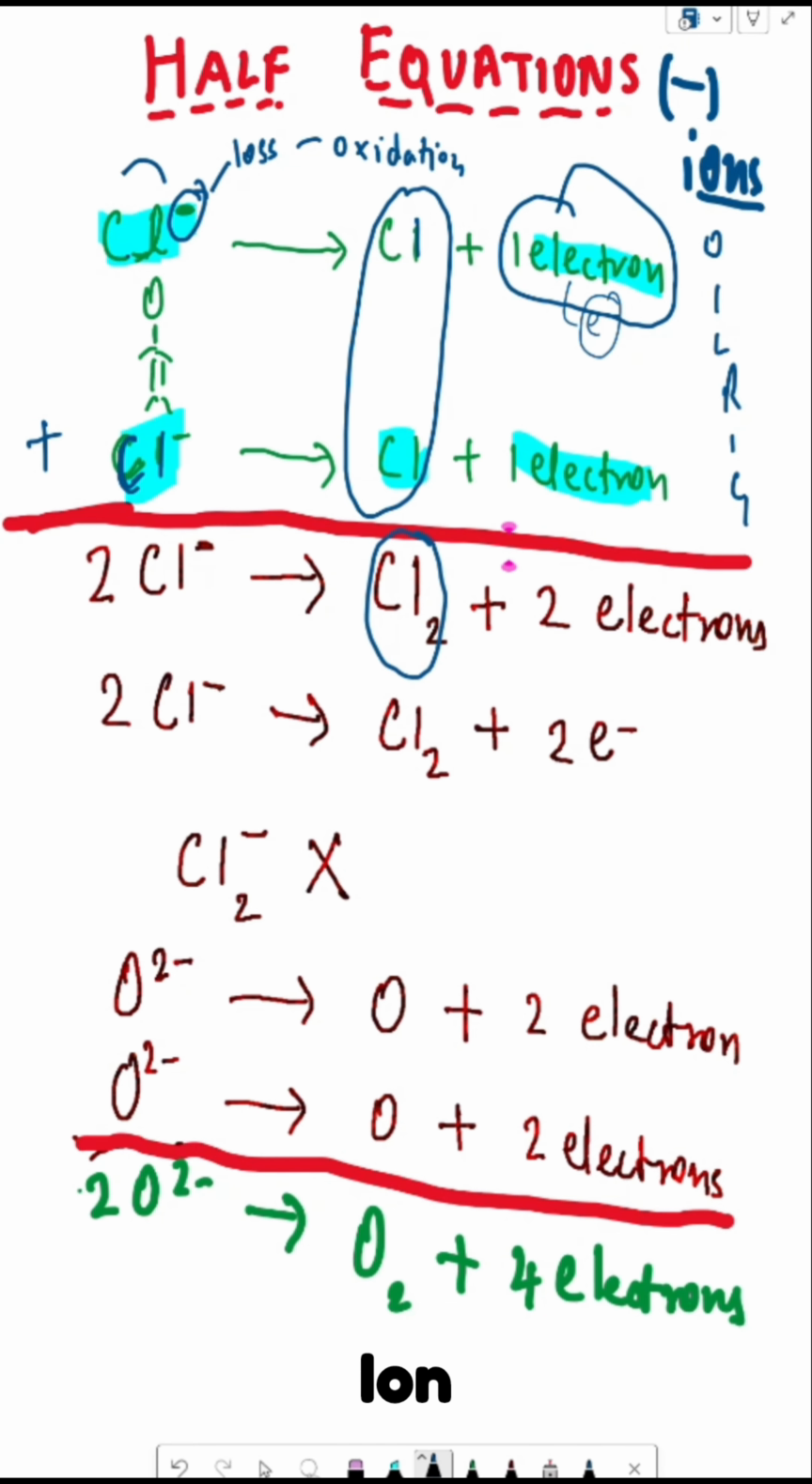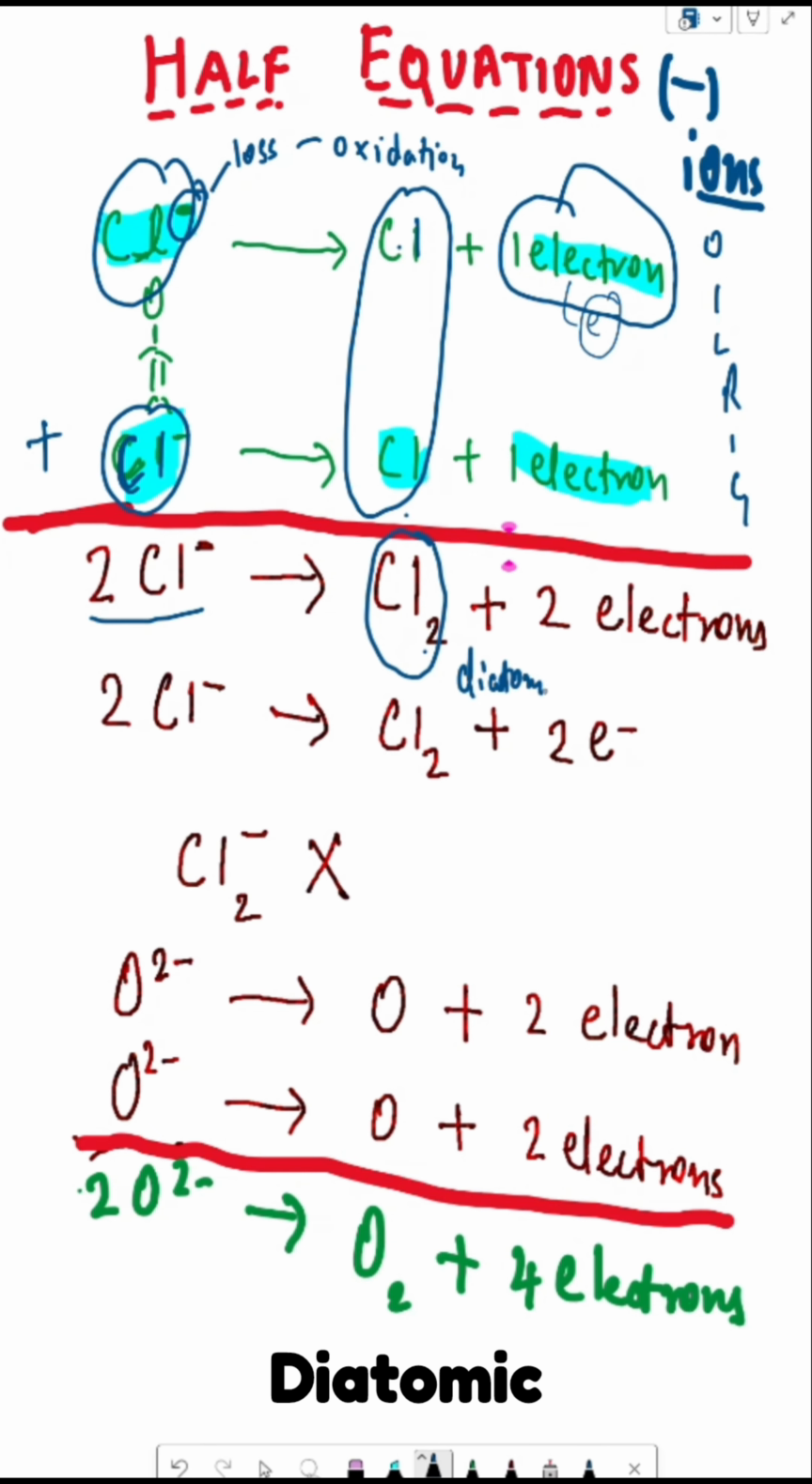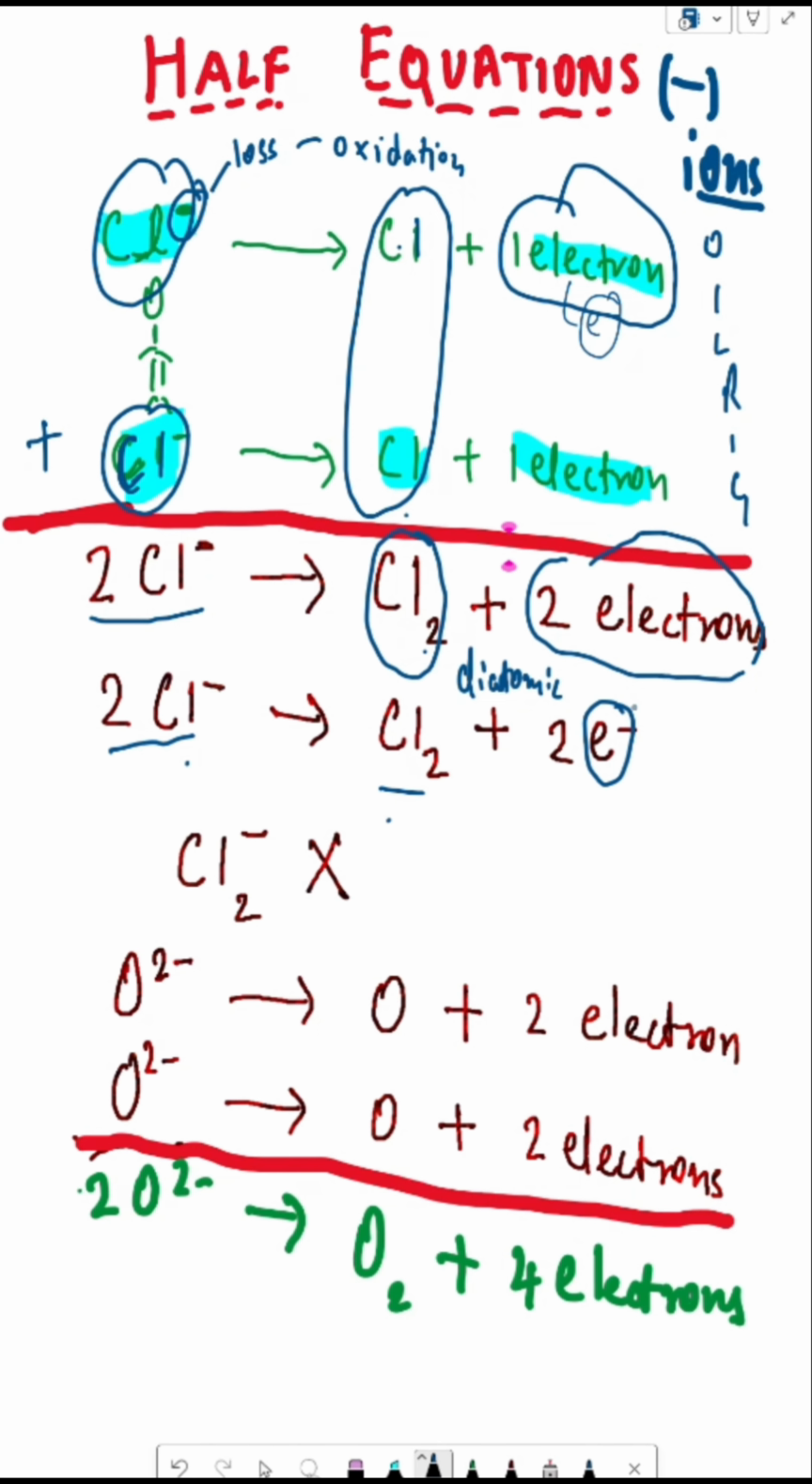So one chloride ion from here, one chloride ion from here makes two chloride ions. These two combine to make a diatomic molecule. And these two electrons combine to make two electrons here. Now, you can also write the same equation, but writing the electron in a short form, which is this one. But this is actually equal to 2 electrons, right? So that's the same for all the halogens.